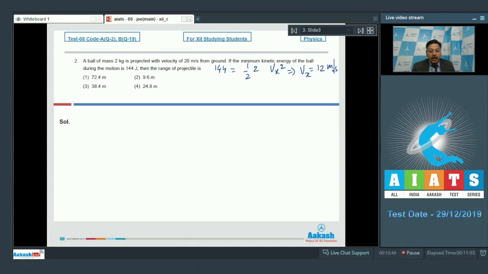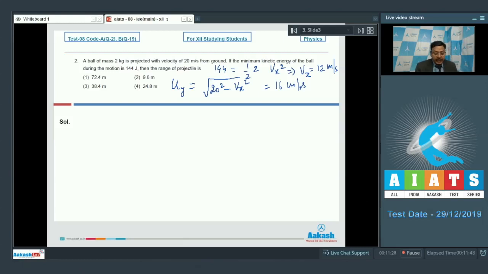So we can take the horizontal component of velocity of the projectile as 12 meter per second, which means the vertical component of the initial velocity, uy, will be under root of v square, that means 20 square minus Vx square. If we put the value of Vx as 12, this is 20 square minus 12 square, that means under root of 256, which is nothing but 16 meter per second.